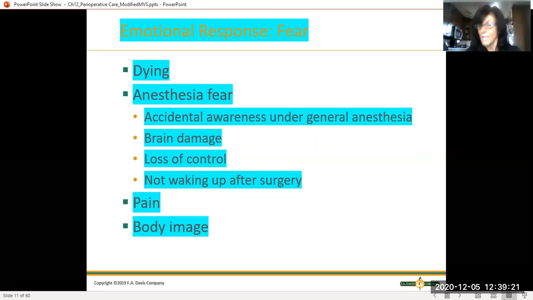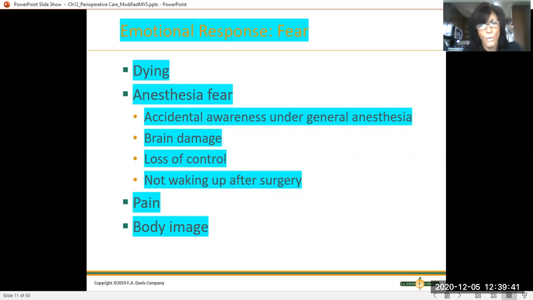And body image. Body image is a NANDA nursing diagnosis. I mean, there are a couple of them that have to do with compromise in body image, altered body image. It's a big deal. Am I going to have a scar? Is the scar going to be noticeable? Are people going to look at it and think the worst?